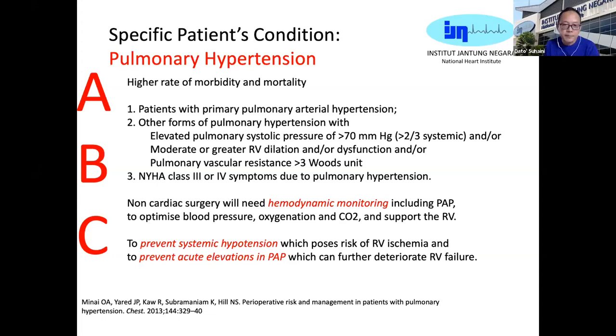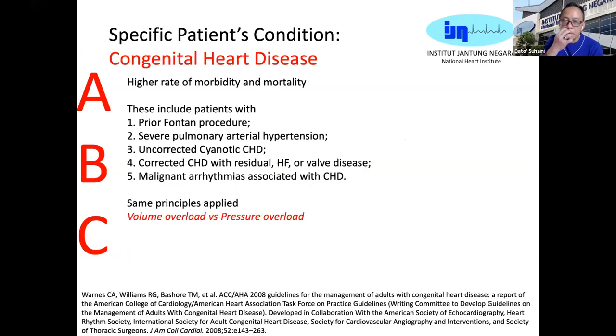If you were to do non-cardiac surgery for this patient, you need to have good hemodynamic monitoring, including a PA catheter. You have to optimize the blood pressure, support the right ventricle, and ensure good oxygenation and good CO2 manipulation to avoid unnecessary rise in the pulmonary hypertension. So the aim is to prevent systemic hypotension and to prevent acute elevation in pulmonary artery pressure. Those are the 5 commonest cases for adults coming to our operating theater for non-cardiac surgery.